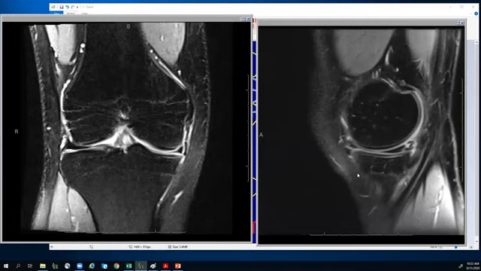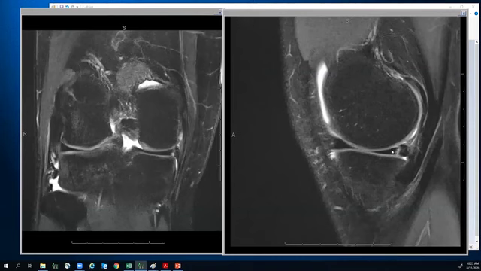And then the complication that could occur with this vertical tear is the bucket handle tear. This patient actually did not have a bucket handle tear, and this is far located in the periphery. So this tear might have a good prognosis in terms of healing if it's managed surgically. I'm going to pull up another case.